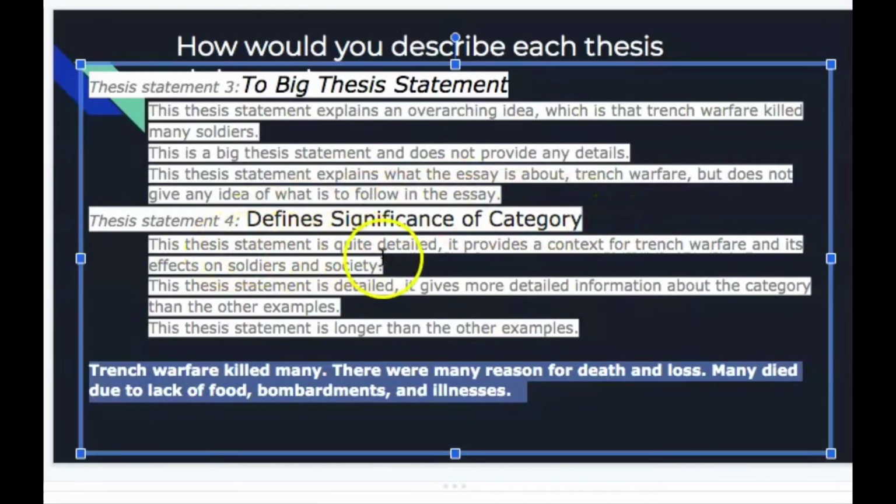Another example of a thesis statement would be one that defines the significance of the category. This thesis statement is going to be quite detailed. It provides a context for trench warfare and how it affects soldiers and society. So this sentence may be something like this one, but it's going to have more detail about how it affected the soldiers, how it affected society. And then in your paragraphs, you would go into more examples of how it affected individual soldiers and individual society.